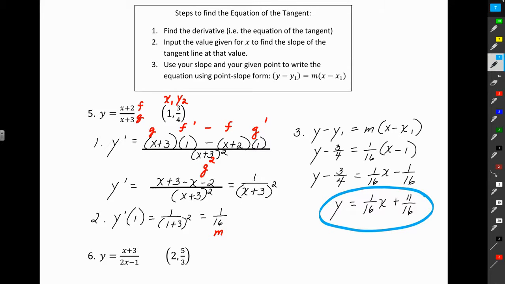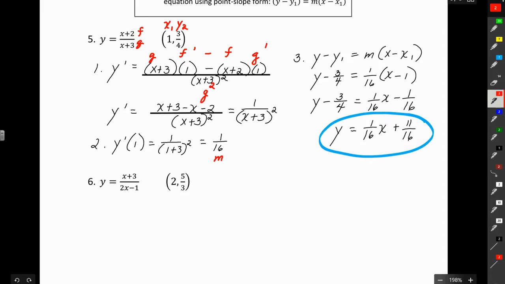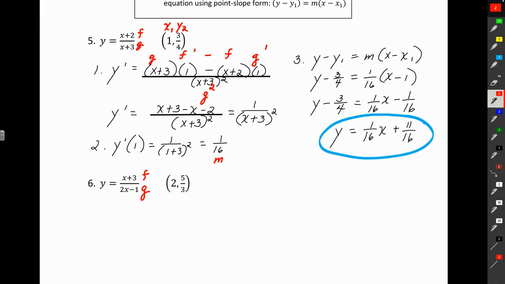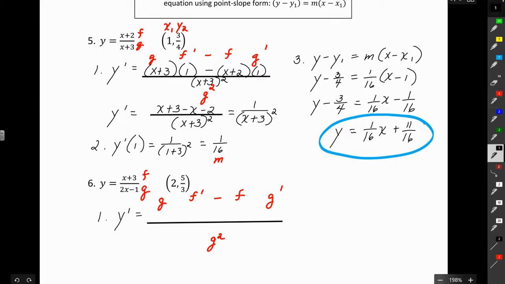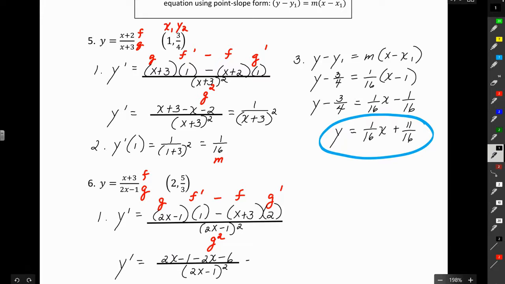All right, one more to try. We have f, we have g. We want to find the derivative, so we're going to use the quotient rule. Go ahead and fill it in. We'll simplify the numerator, and you do not have to FOIL out the denominator. And so we're going to end up with -7 over (2x minus 1) squared.